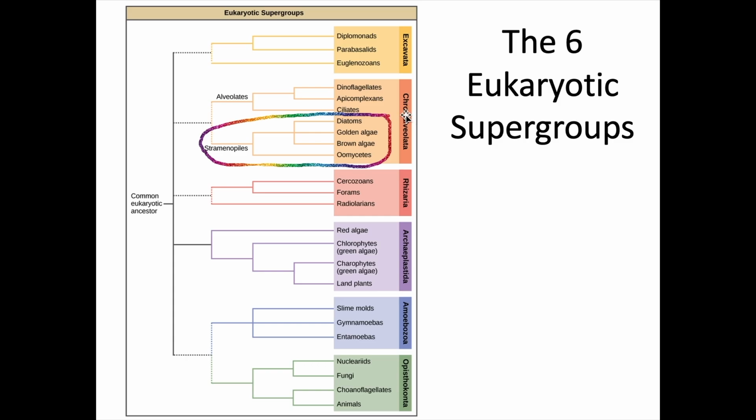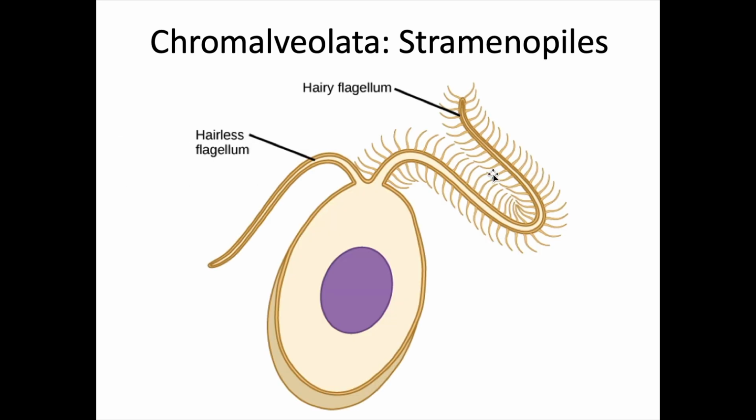Now, we have stramenopiles, and there are going to be 4 stramenopiles, which are, again, still part of Chromalveolata. So what's the deal with stramenopiles? They have hairy flagella. What's a hairy flagellum? Oh, okay, yeah, I guess that checks out. So many of them have this distinct flagellum. Again, plenty of other groups have flagella. Flagella is not unique to stramenopiles, but many of them have this distinctive hairy flagellum.